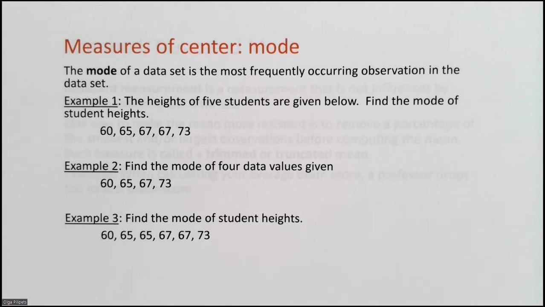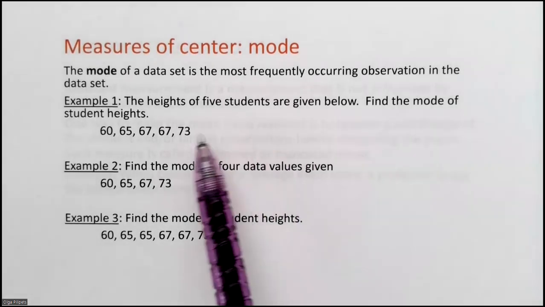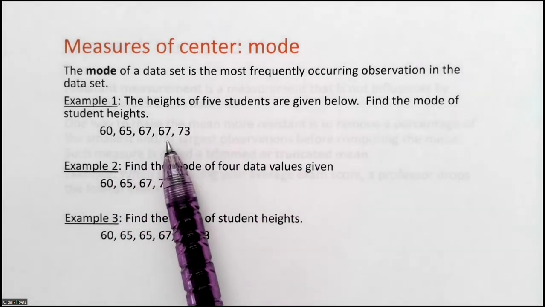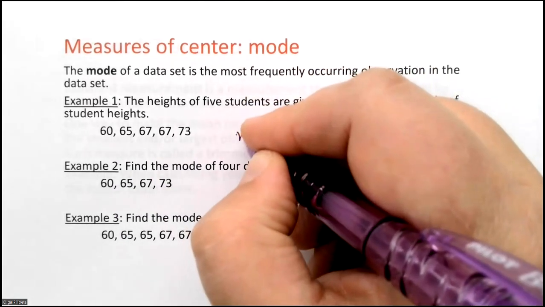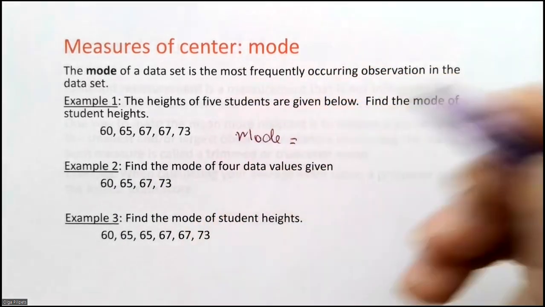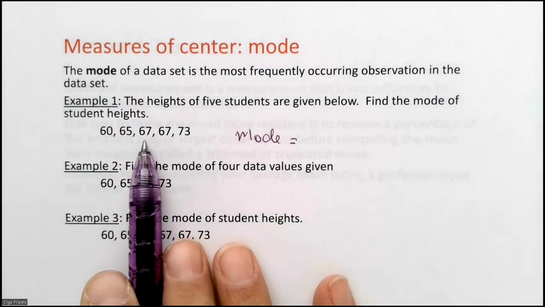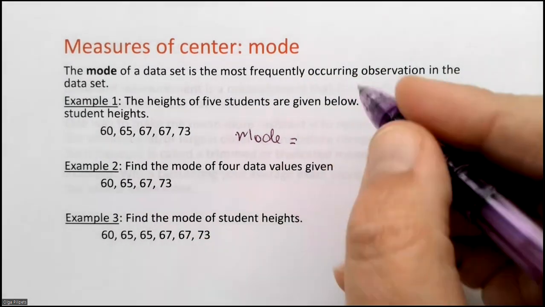So the mode is the number or the value that occurs more often than any other value in the data set. So here's an example. The heights of 5 students are given below. Find the mode. There is no symbol that we have for the mode. We're just going to write mode. Mode of the data is the most frequently occurring value. For this data set, it's 67.